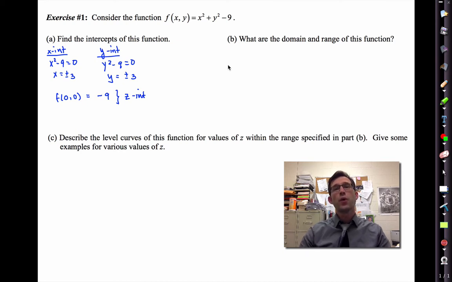Let's take a look at B. What are the domain and the range of this function? Why don't you pause the video now and think about what you would write down about these two.